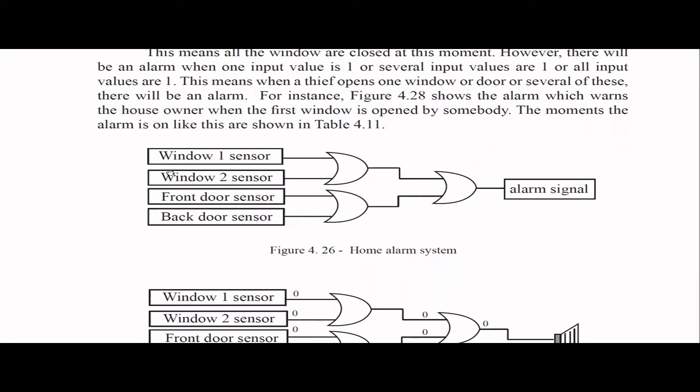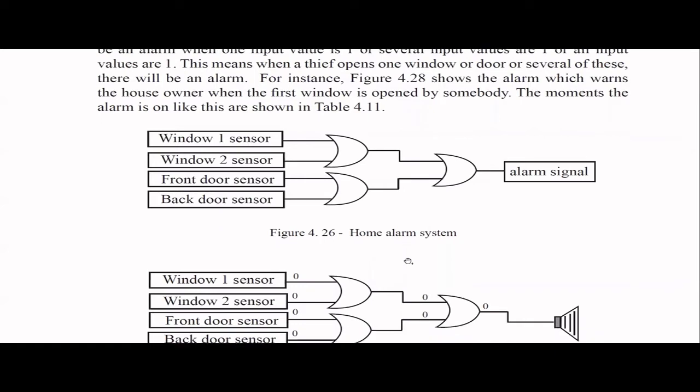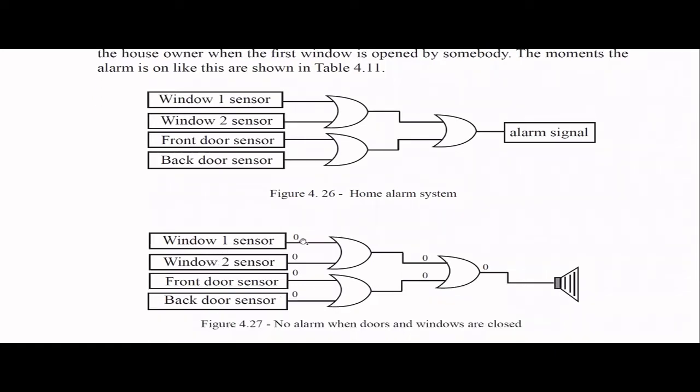That's also correct, because at least one should happen. So like that you can also design with the 4 inputs together, right? So here, now you can see the windows are having 2 OR gates, doors are having another OR gate, and these results will again be combined with an OR gate. So according to this, now all are 0, that means no alarm, because all the doors and windows are properly closed. So all are having input as 0, so the alarm is not going to trigger, right?